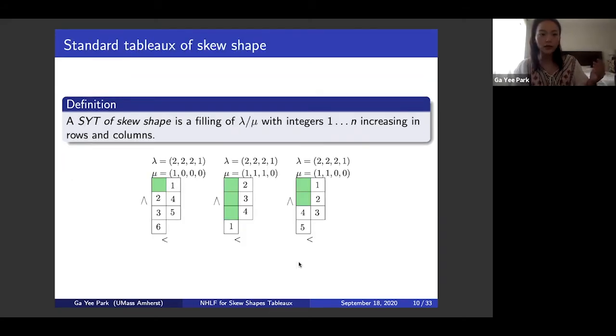And then again, given a skew shape, we can also fill it with 1 through n, but now the n is not the size of lambda, it's the size of lambda over mu. Again, increasing along both rows and columns.